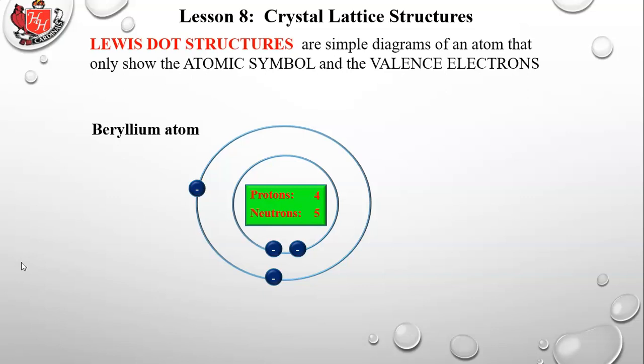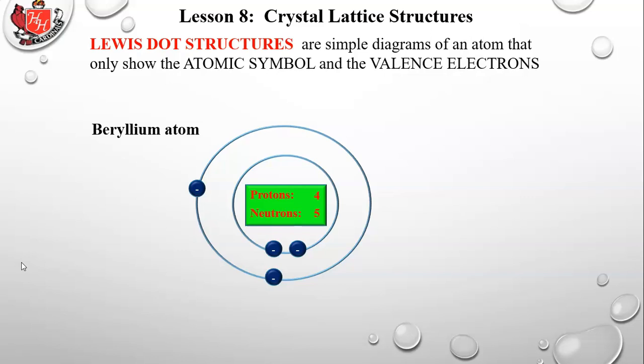Lewis dot structures are simple diagrams of an atom that only show the atomic symbol and the valence electrons. So we've learned this diagram of an atom. We show the protons and neutrons in the nucleus. In this case, of beryllium, it has 2 orbitals, so its first orbital is filled. It has 2 electrons, and then it has 2 more valence electrons that get separated there in the outside. So that's a standard diagram of an atom that we've had so far.